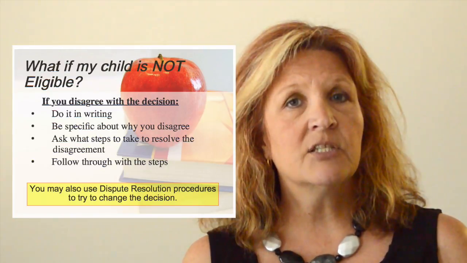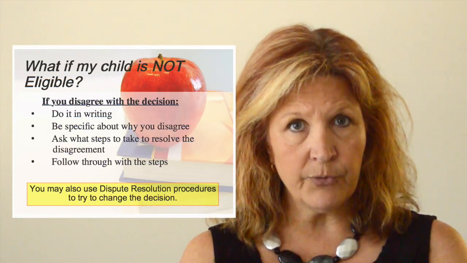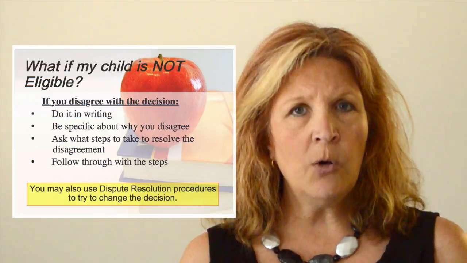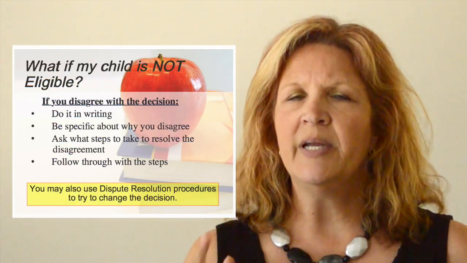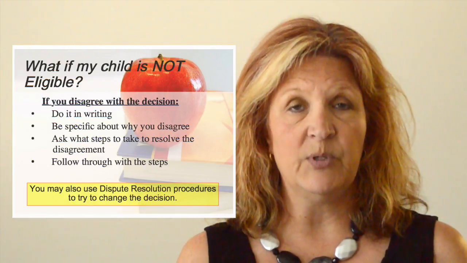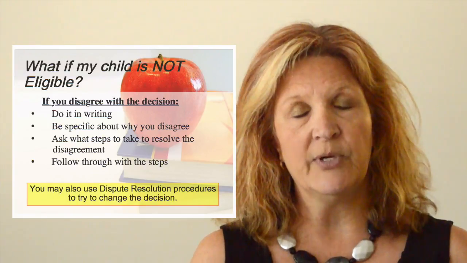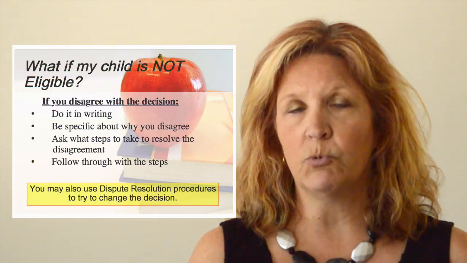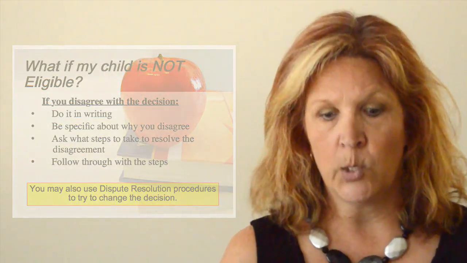You're going to then ask for the different steps that you can take to try to resolve this disagreement, and you're going to follow through with those steps. But always remember that you can refer to your parental rights if an agreement just cannot be reached. And one of the things that you can do is follow the dispute resolution process and try to change the decision through dispute resolution. That can be a very successful way to do that. And we're going to go into a little more detail about that a little later on.